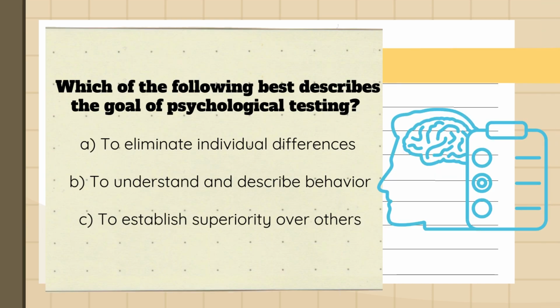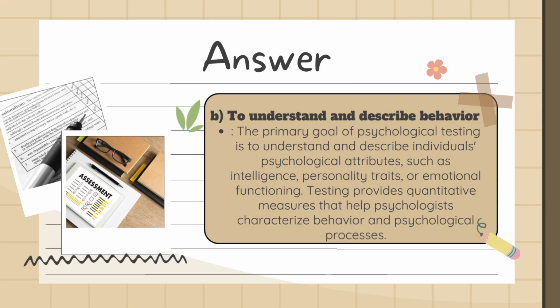Which of the following best describes the goal of psychological testing? A. To eliminate individual differences. B. To understand and describe behavior. C. To establish superiority over others. B. To understand and describe behavior.